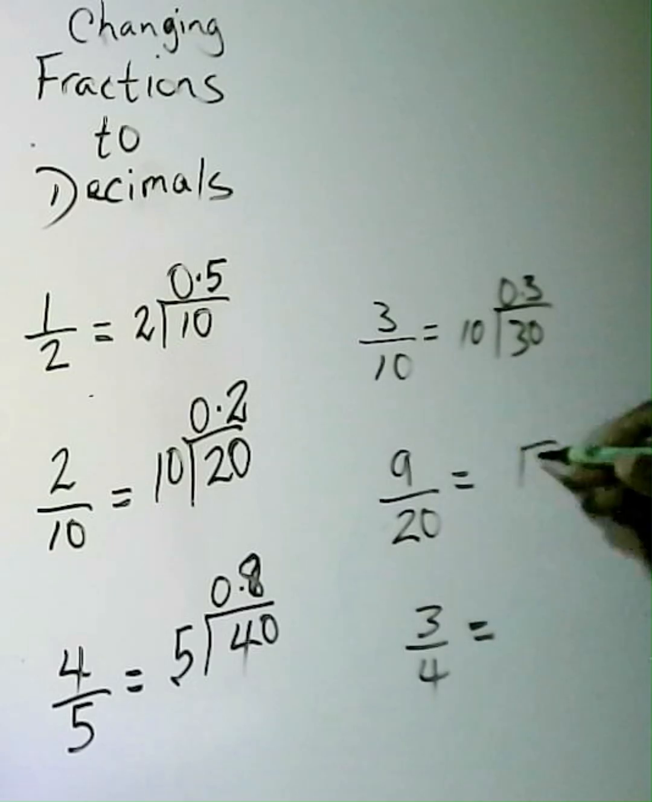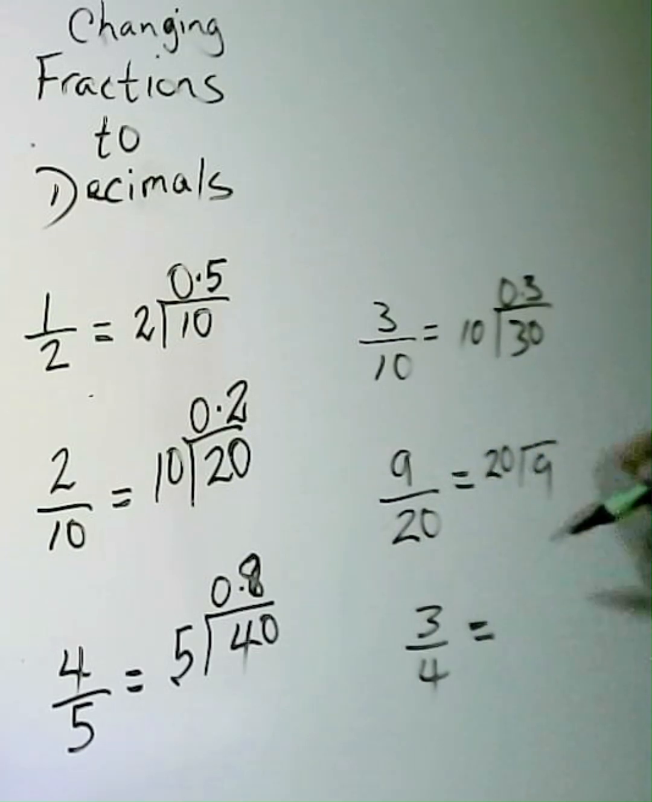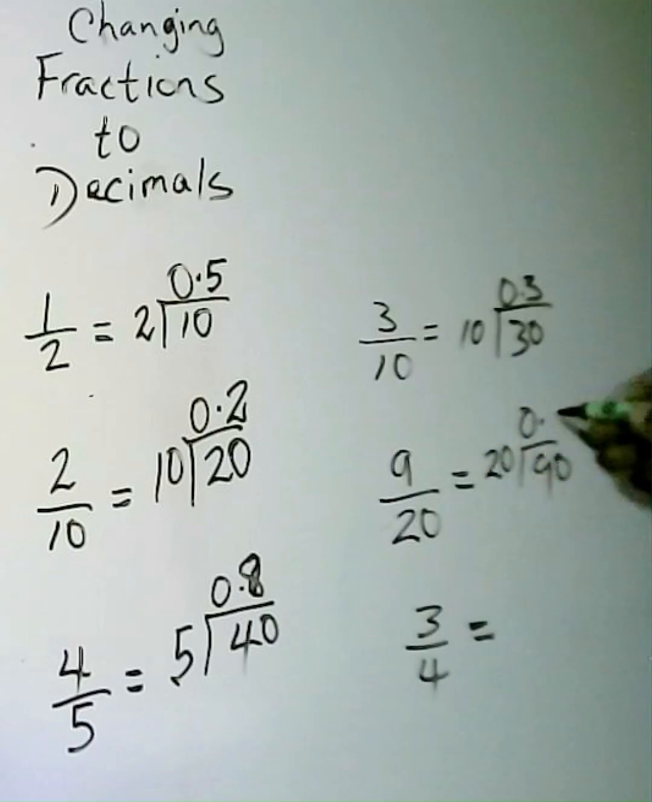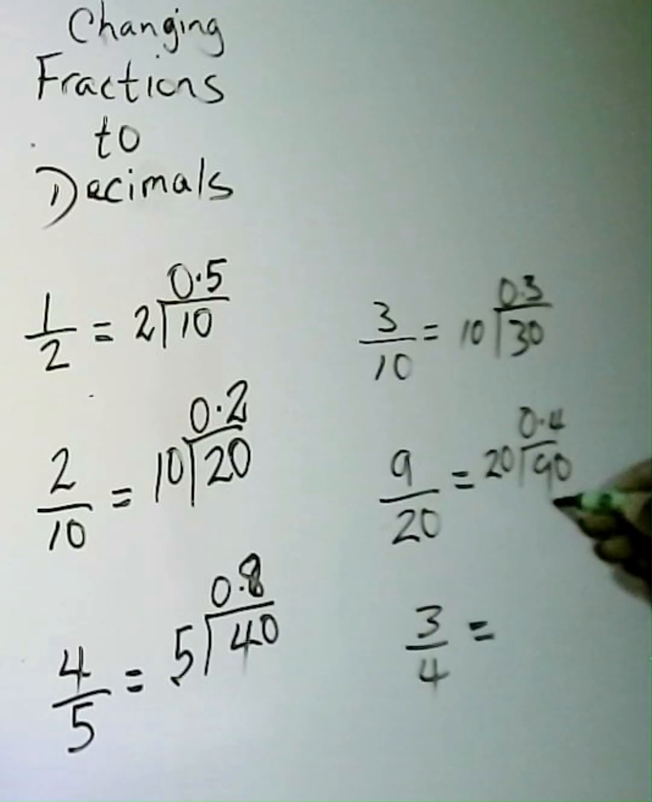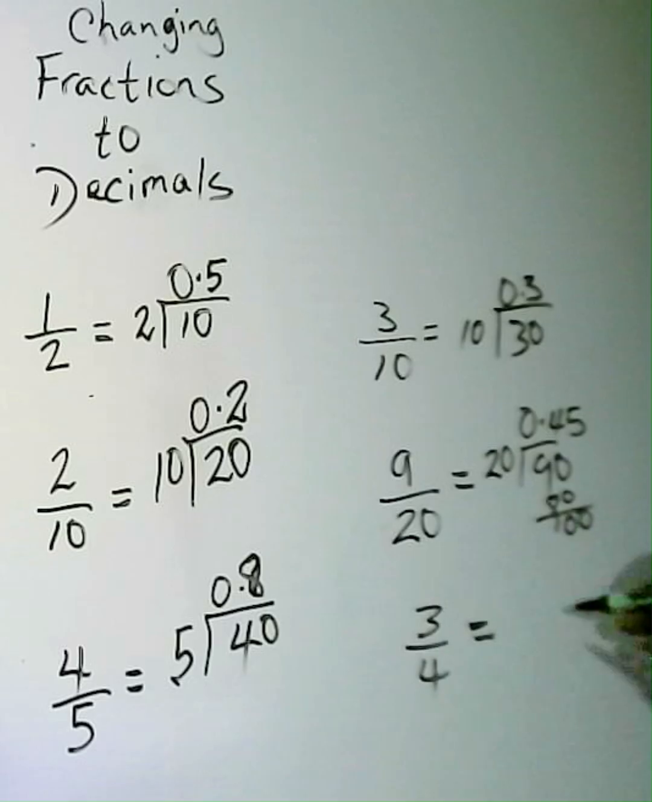9/20 becomes 9 divided by 20. 20 into 9 you can't, so 0, put a point. 20 into 90 goes 4 times. 4 times 20 gives you 80, and 10 left over. Add a 0. 20 into 100 goes 5 times. So 0.45 is the decimal for 9/20.